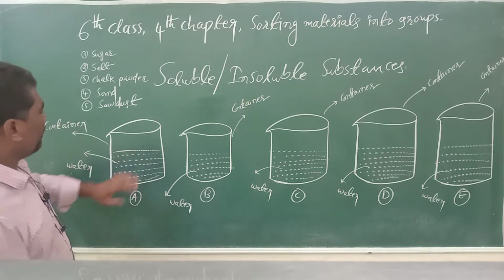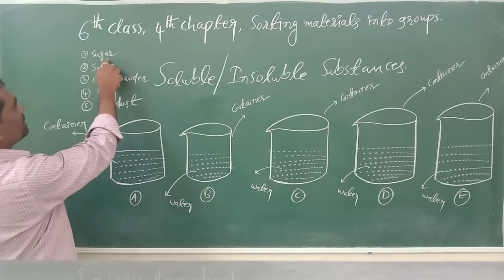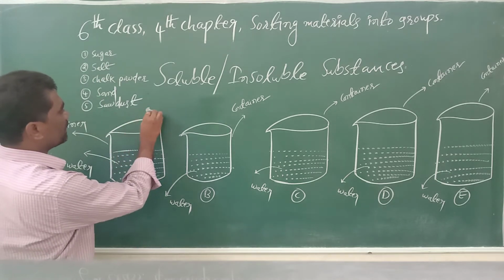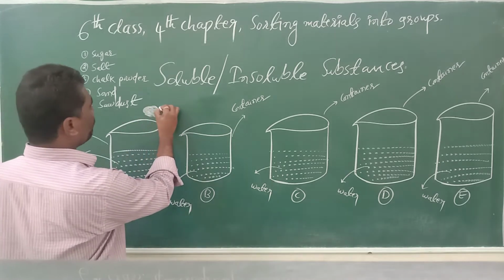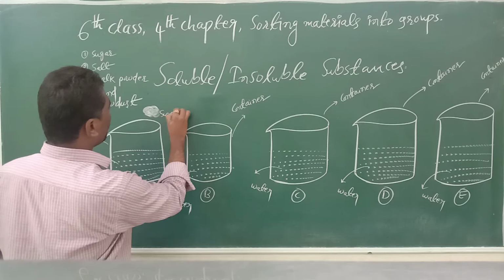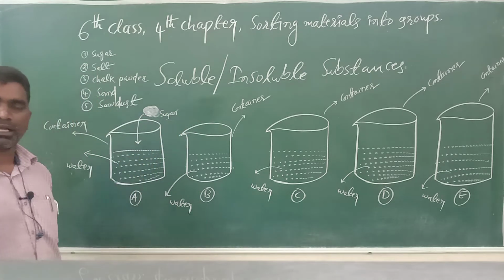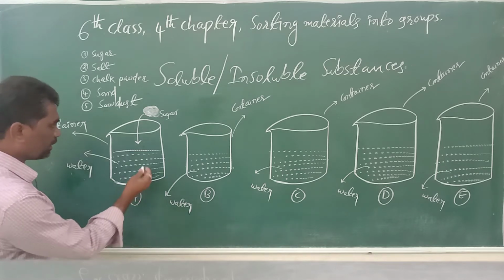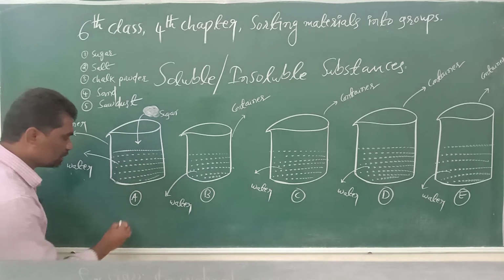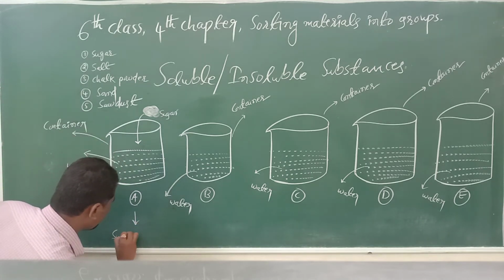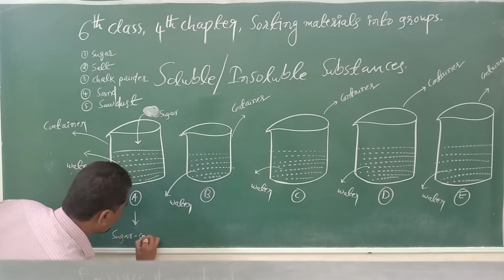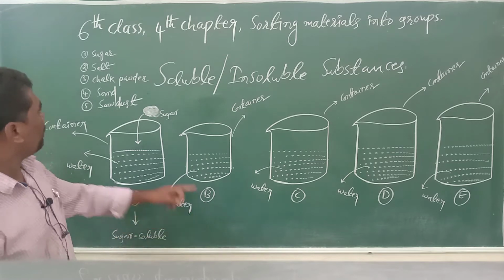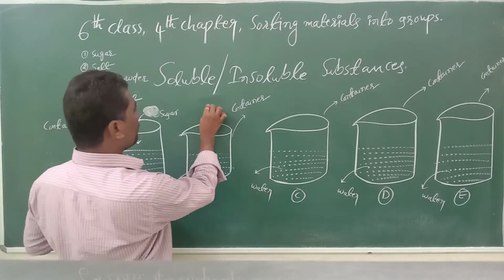In container A, if we put some amount of sugar, first sugar, for example, some sugar is here, this is the sugar amount. If we put sugar here, what happens? Completely sugar disappears inside the water. So that's why here sugar is called a soluble substance. Soluble.